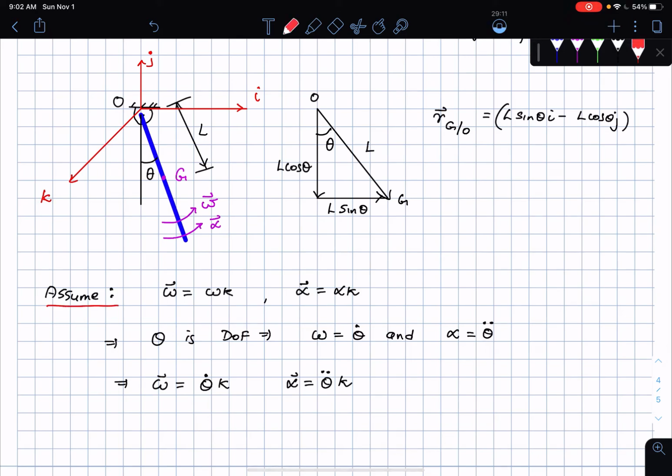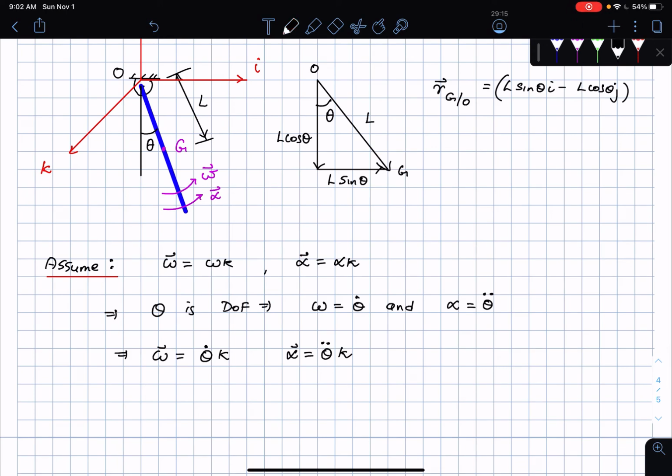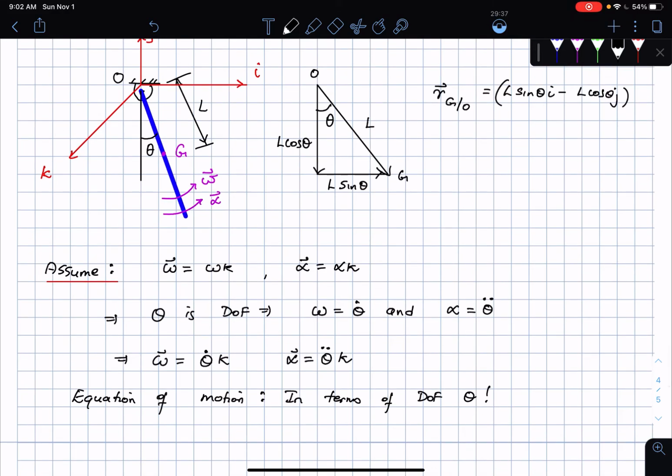I don't know what this is. My equation of motion is going to be in terms of theta. So the equation of motion should be in terms of the degree of freedom theta. It will of course have the weight of the body and so on, because I have a mass attached to it, right? I have a mass of the bar. I also notice already that the acceleration of point O is 0. It's a fixed point.